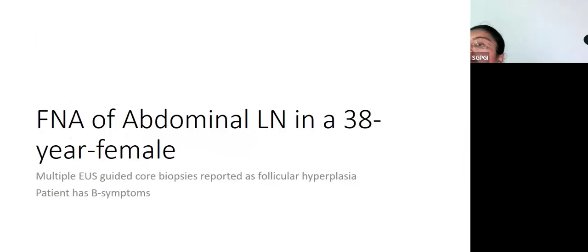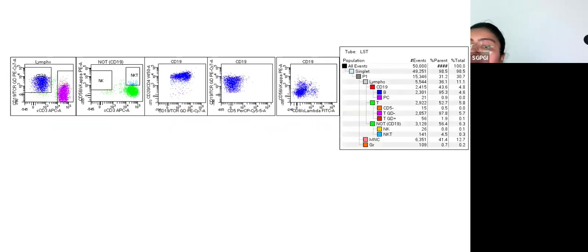Now, this was another case in which we received FNAC of an abdominal lymph node. This was not a preferred sample for us, but in this patient, multiple EUS guided biopsies had shown only dampened follicular hyperplasia in the abdominal nodes. So these cells were gated, and if you look at the plots, you have T cells, you have B cells, and NK cells would not be there in a high number in an FNA in a normal scenario also.